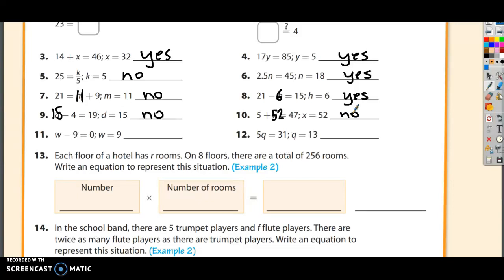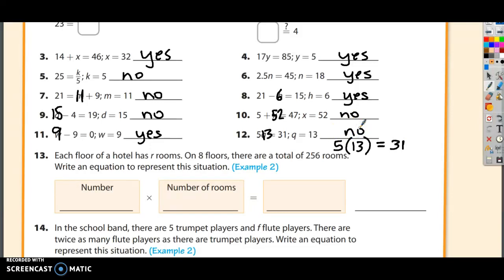On number 11, I'm going to take w out and I'm going to replace it with 9. And now I've got 9 minus 9 is equal to 0. That is true, so I'm going to write yes. I am on number 12. Number 12 reads, 5q equals 31, where q is 13. Is 5 right next to 13 equal to 31? Well, 5 right next to 13 means 5 times 13. And 5 times 6 is 30. Therefore, 5 times 13 can't be anywhere close to 31. So I'm going to say no.